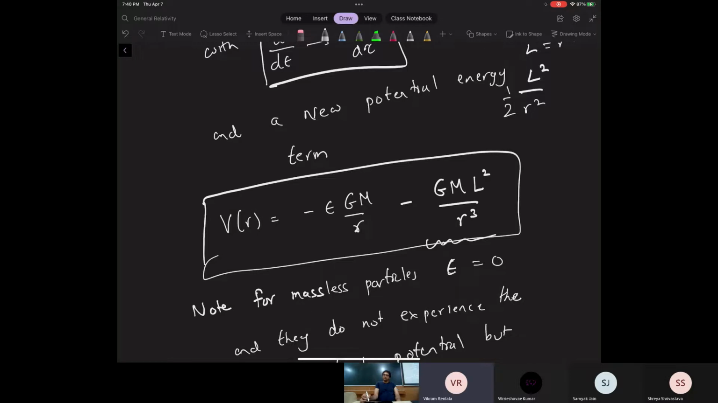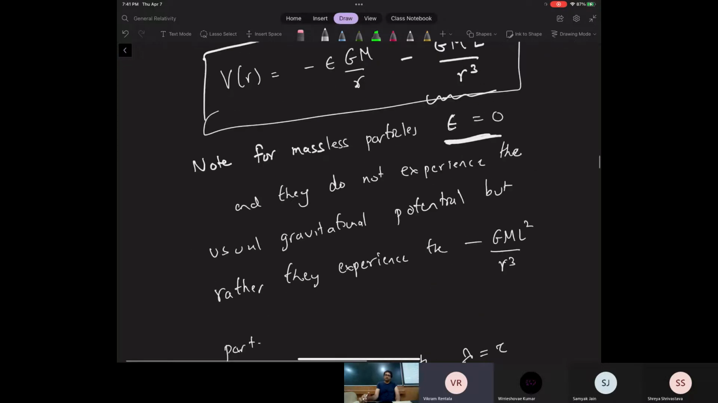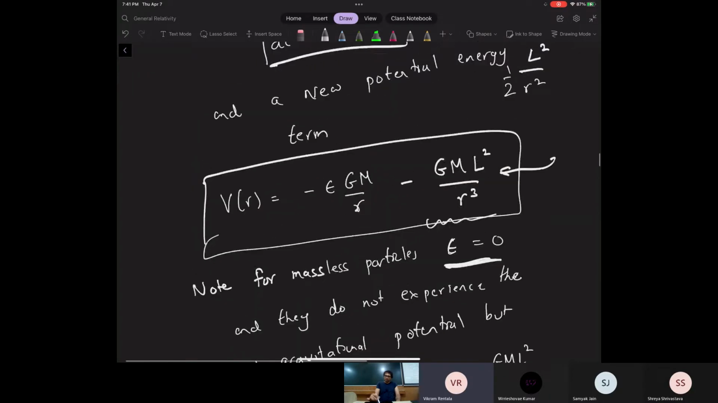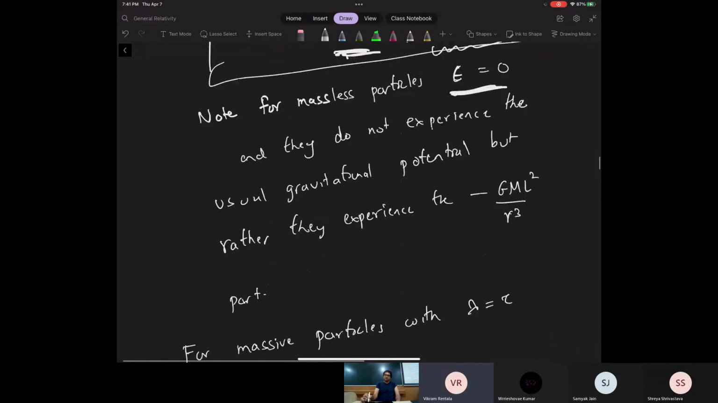The important point is that for massless particles, epsilon is 0. In Newtonian gravity, the analogous statement is that massless particles don't feel the Newtonian gravitational field. They do not experience the usual gravitational potential, but in general relativity, they will. It's also true that they do not experience this part of the potential, but in GR, they will definitely experience this part of the potential. They will experience a 1 by r cubed type potential rather than a 1 by r potential. So massless particles will experience a minus GM L squared by r cubed part.